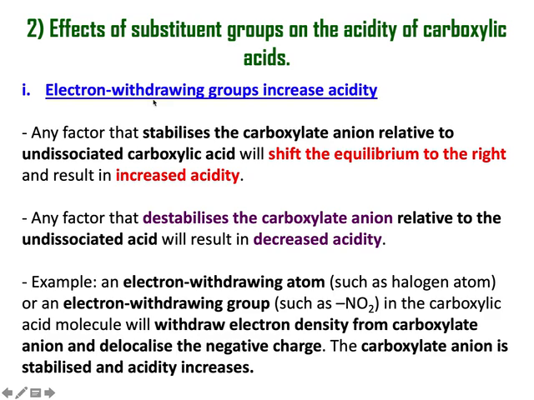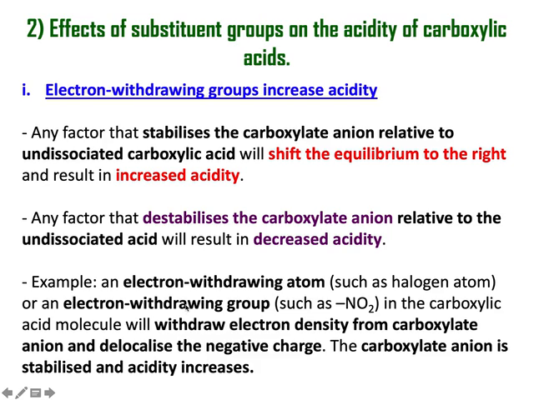Okay, first, electron-withdrawing group increases the acidity. Okay, we know that carboxylate anion relative to undissociated carboxylic acid shifts the equilibrium to the right and increases the acidity. So here, factors that stabilize the carboxylate anion will result in increased acidity. So here is the explanation.